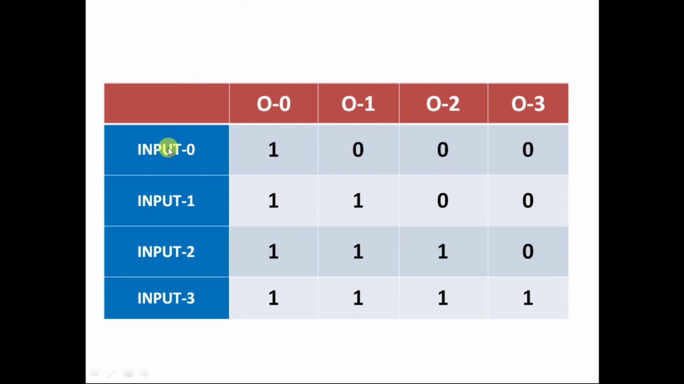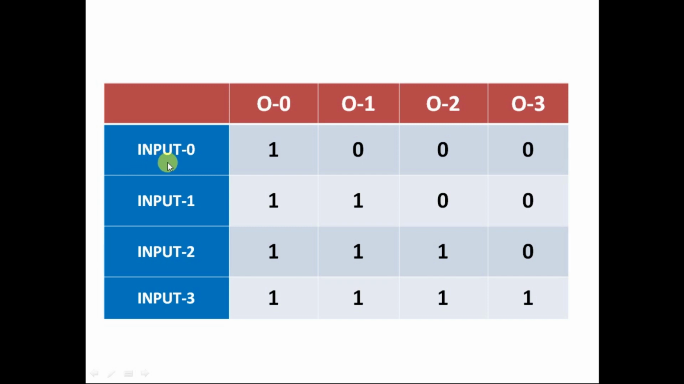Okay, so here are some of the inputs: input 0, input 1, input 2, and input 3. So these are basically the inputs, and similarly if you observe, these are the outputs: O0, O1, O2, and O3, right? Now see what is the problem here. 1 represents the high state of the output, and 0 represents the low state of the output. So what is the question here?